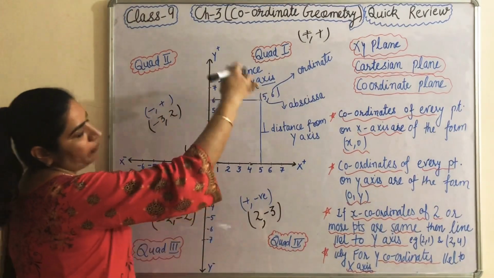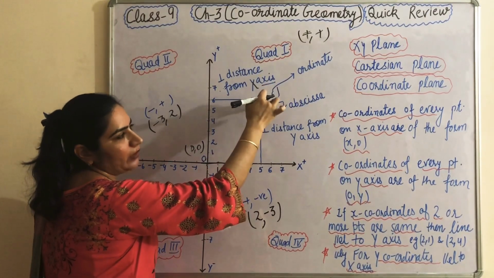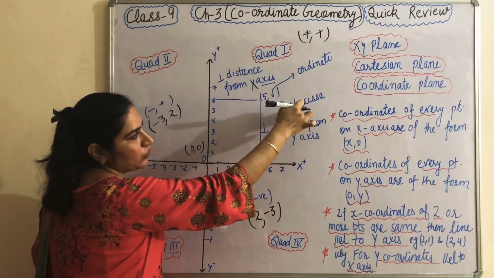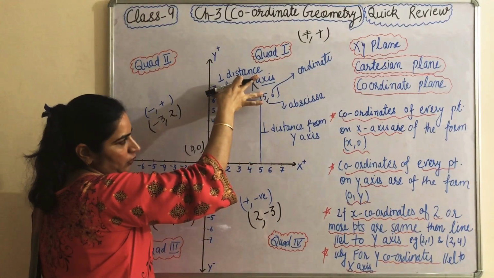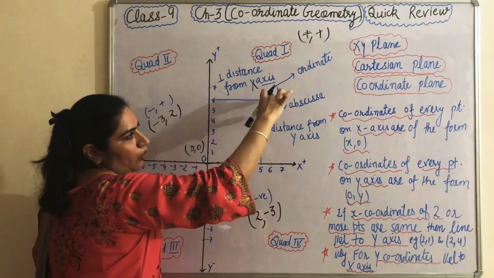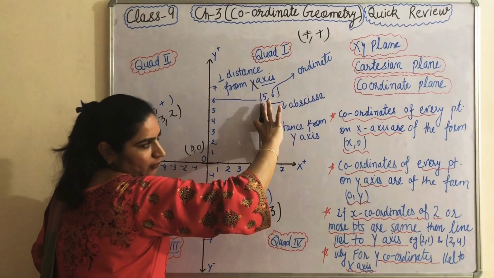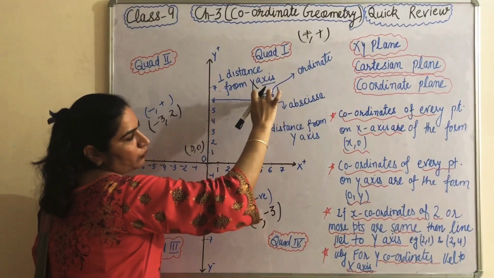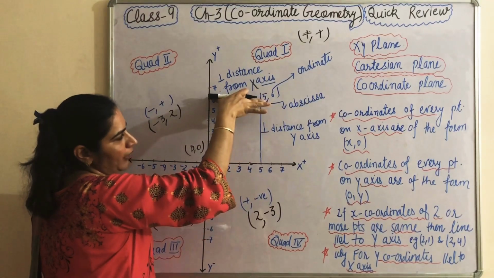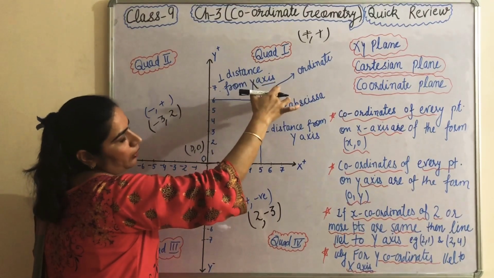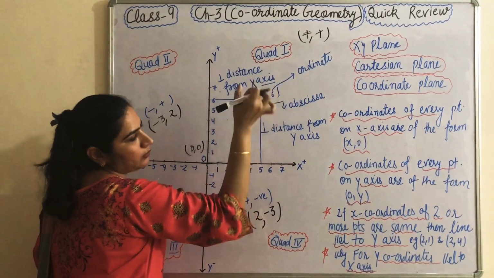Okay. Now one more example, here I have taken 5 and 6. The first value 5 is called the abscissa, which is the perpendicular distance from the y-axis. The second value 6 is the ordinate, which is the perpendicular distance from the x-axis. Both taken together are called the coordinates.